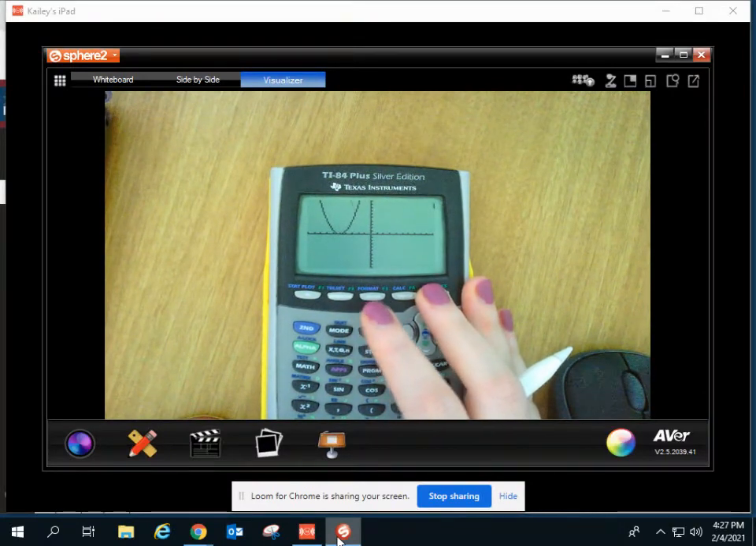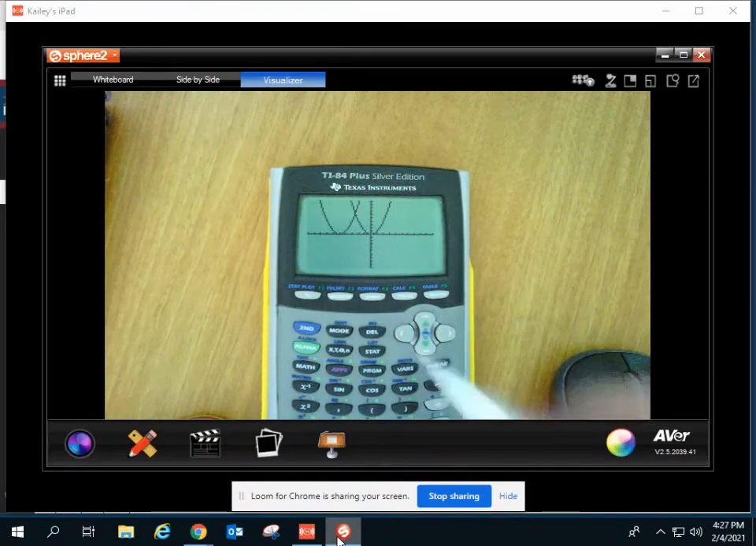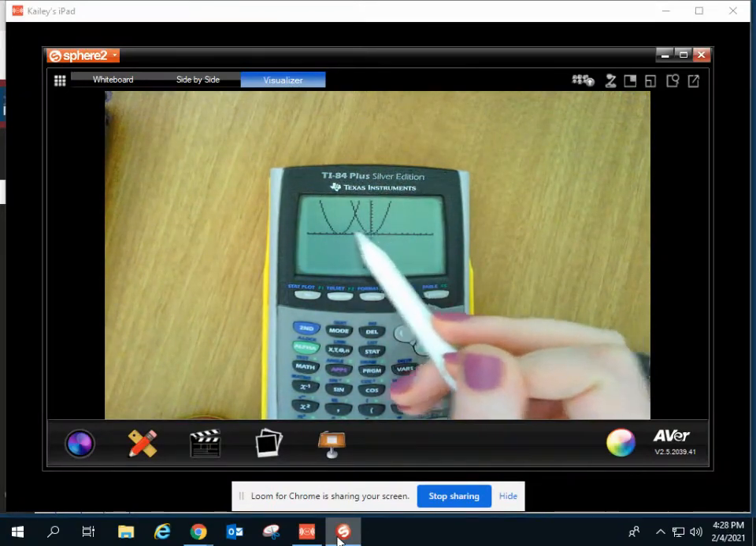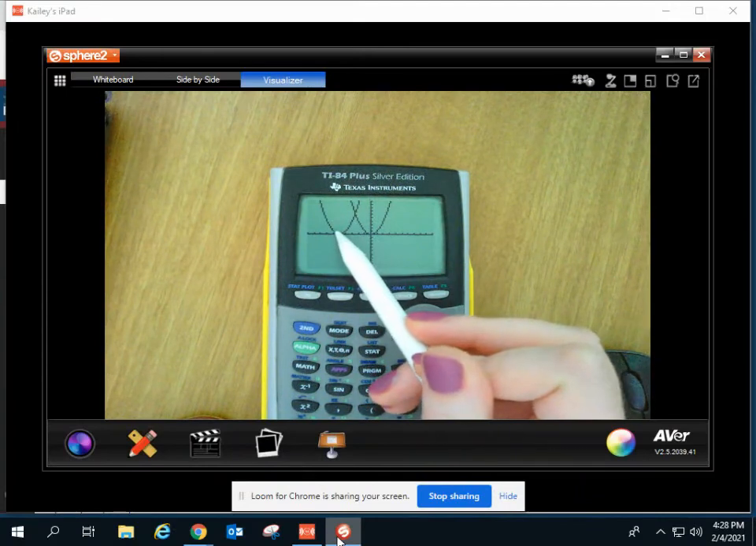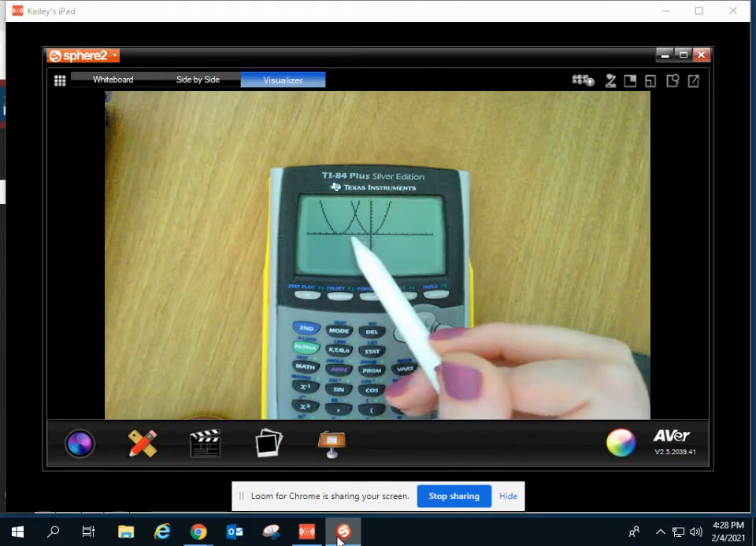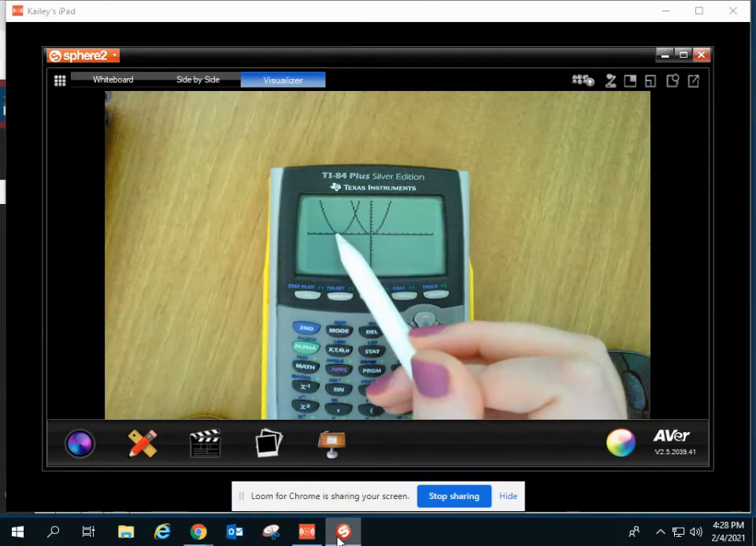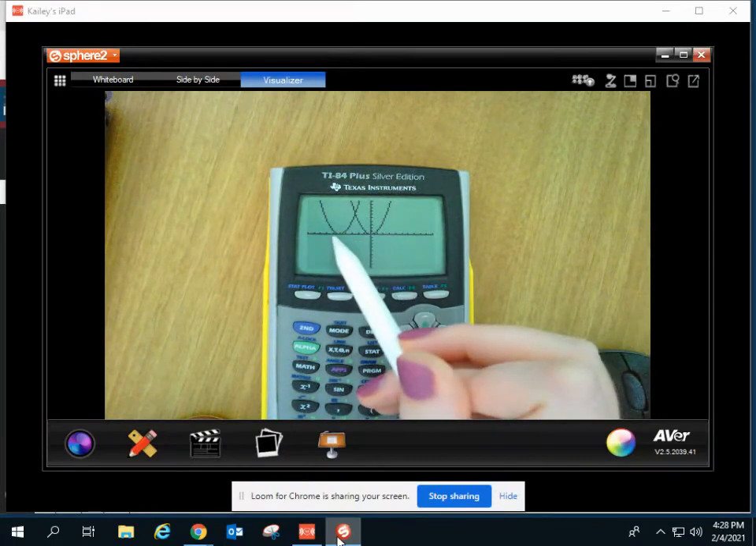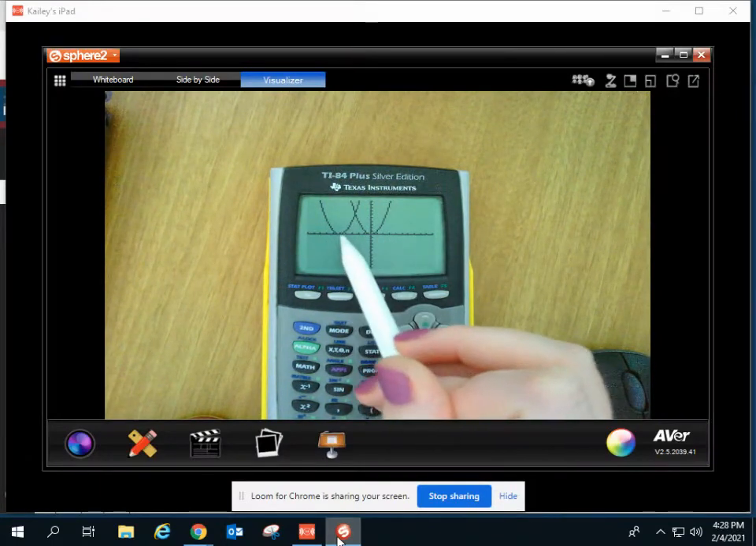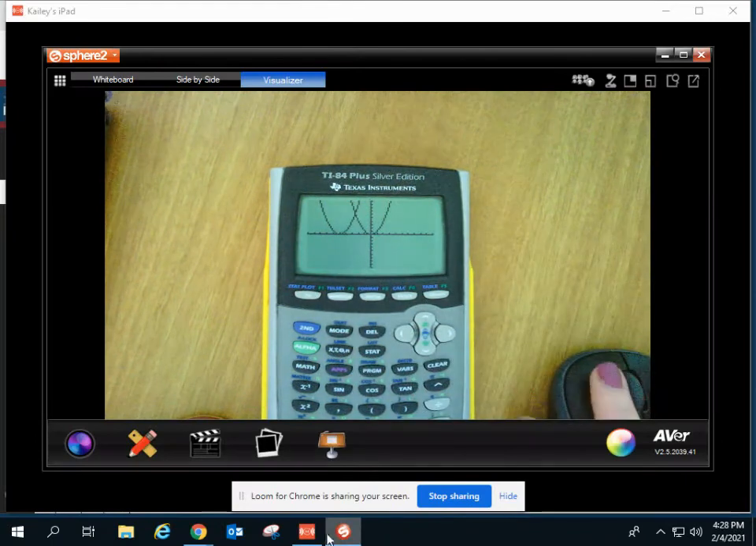Whoa, craziness. So it looks like the same width, but we went from the parent function here to moving over to the left, and it moved over 5 units to the left, okay? So remember, that's what it looked like, 5 units to the left. Our vertex is at 0, -5.